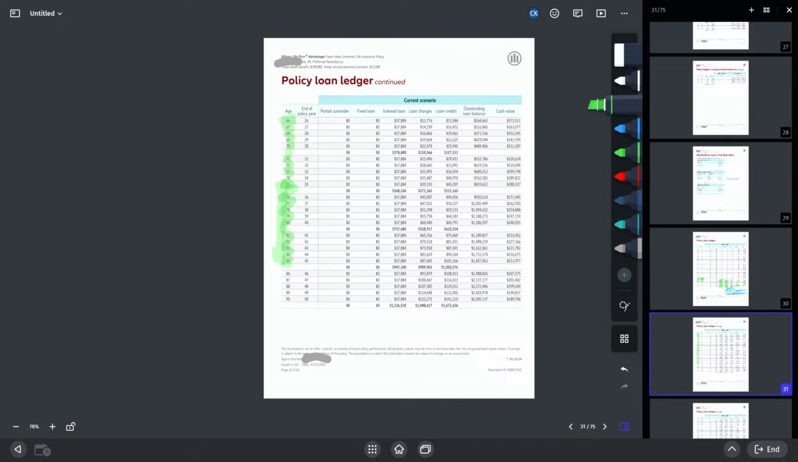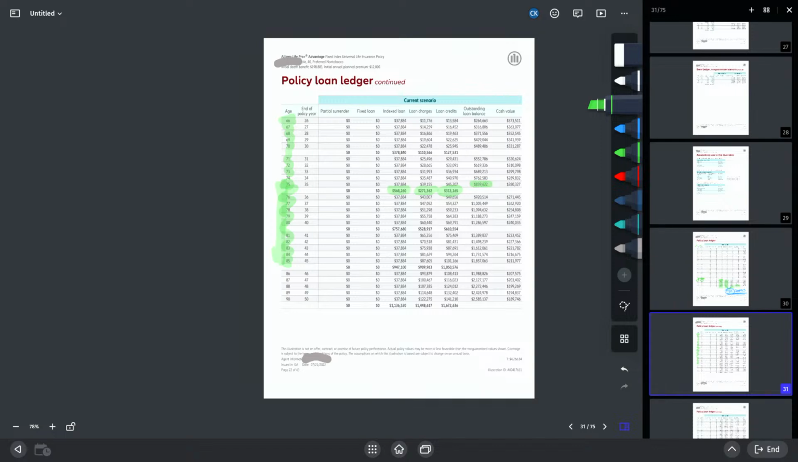Now, let's talk about this at 75. You've taken a total of $568,260 in loans. You've had $271,000 of loan charges. You have loan credits of $313,000. But check this out. Your outstanding loan balance is $839,000.